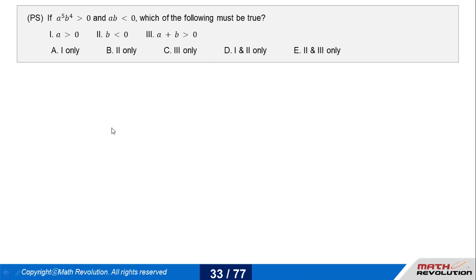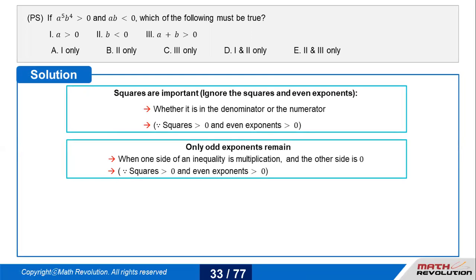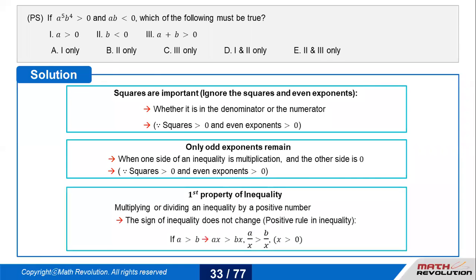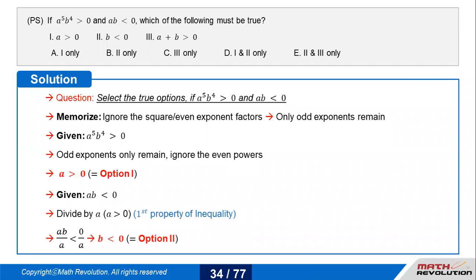Now let's apply the property which says the squares are important and even exponents are neglected and odd exponents remain. A to the power 5, b to the power 4, a greater than 0. Option number 1, done. AB is less than 0. You can divide both sides by a. B is less than 0. Option number 2 also works, because when a is already greater than 0, b has to be negative, because their product is negative.